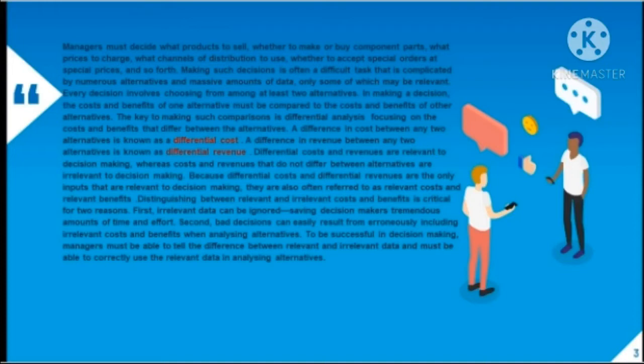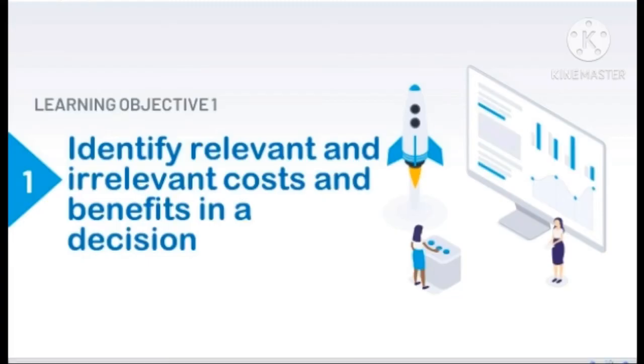Every decision involves choosing from among at least two alternatives. In making a decision, the costs and benefits of one alternative must be compared to the costs and benefits of other alternatives. Learning objective number 1. Identify relevant and irrelevant costs and benefits in a decision.